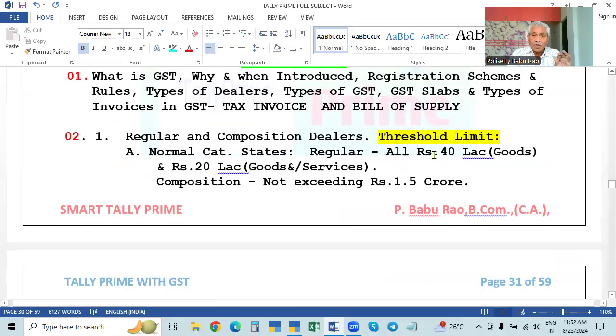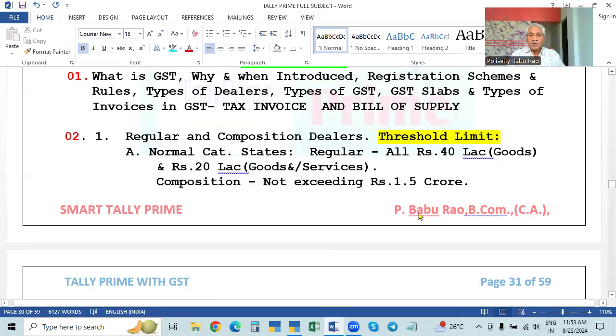And the persons who cross the threshold limit have to get registration. In the normal category states, if they cross the threshold limit, they have to get registration. When you are getting the registration, there are two schemes in the registration. One is the regular scheme, another is the composition scheme.